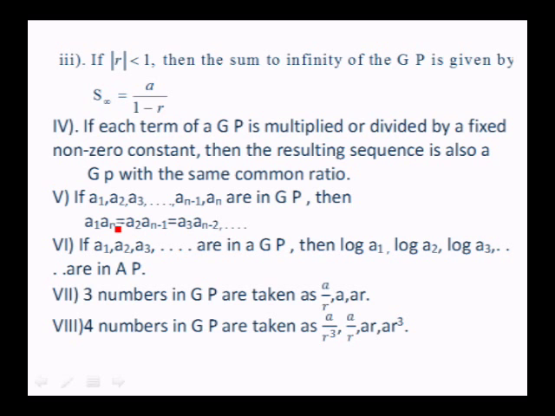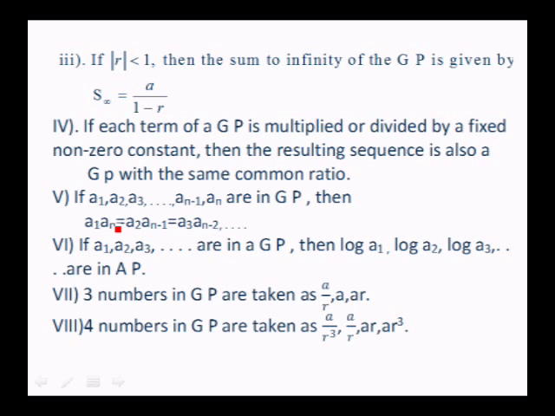If A1, A2, etc., An minus 1, An are in GP, then the product of the first and the last term and the product of the second and the last but one term, all these products will be equal. That is A1 into An is equal to A2 into An minus 1 is equal to A3 into An minus 2, etc. So, if A1, A2, A3 are in GP, then log A1, log A2, log A3 are always in AP.